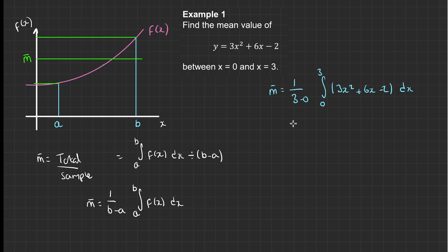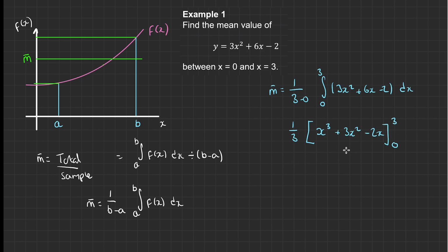Well, 1 over 3 minus 0 is 1/3, and we can integrate this. We add 1 to this power, then divide by the new power, and that becomes x cubed. Then we add 1 to this power of 1, so it becomes 2. Divide this by 2, and that becomes 3x squared. And then we'll add an x to this constant term, so minus 2x. And this is between 0 to 3.